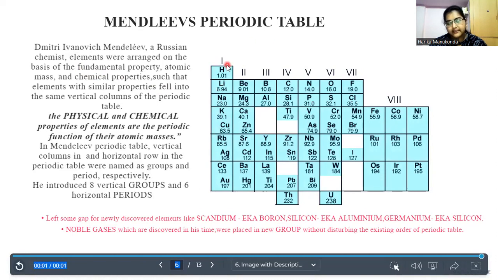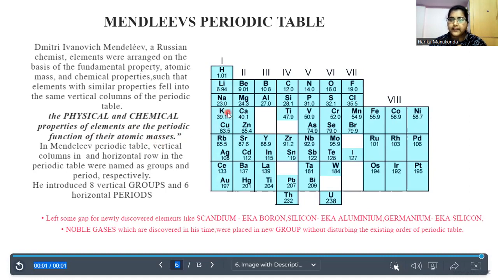So how many groups are there here, children? 8 groups. And how many periods are there? If you see 1, 2, 3, 4, 5, 6. 6 periods and 8 groups. He told that the principle of Mendeleev's periodic table is that the physical and chemical properties of the elements are a periodic function of their atomic masses.